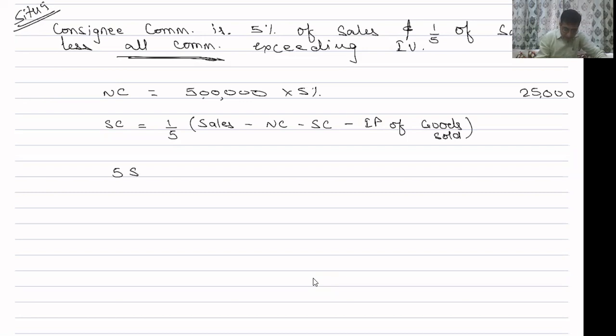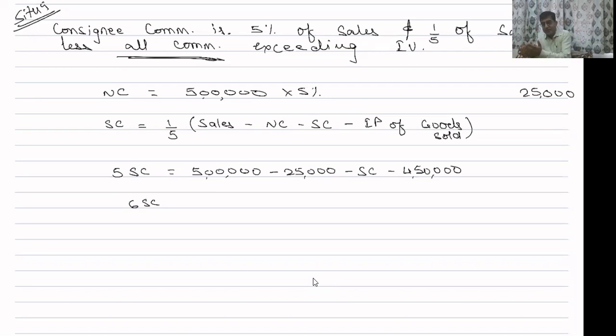So accordingly I just factor out this particular equation. 5 special commission, I took that denominator to the numerator on the opposite side, will be equal to 5 lakh rupees being my sales less 25,000 being my normal commission less special commission, because I have not yet calculated it, I am calculating it right now, less 4,50,000, that is my IP of goods sold. Correct or not? So that comes to 6 special commission. How 6 special commission? I took negative special commission from the right hand side to the positive special commission on the left hand side. So 6 special commission is equal to 25,000.